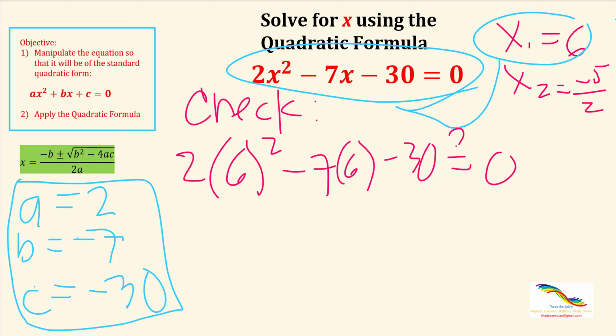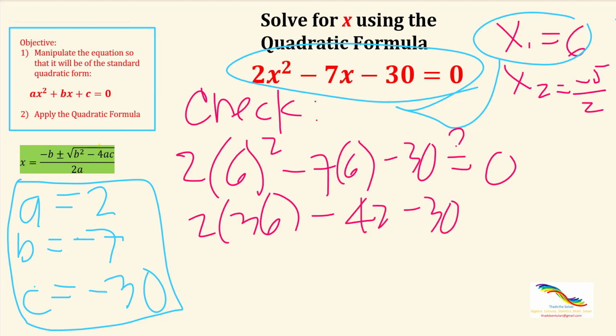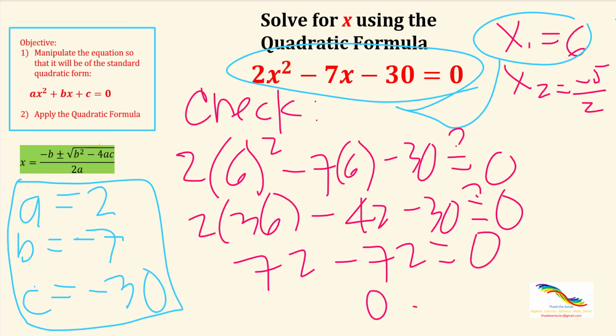So 6 times 6 is 36. So this is 2 times 36 minus 42 minus 30. Is that equal to 0? And this is 72 minus 72 equals 0. 0 equals 0. Check. That's it. We've done the check. So x equals 6 is a solution to the quadratic equation 2x squared minus 7x minus 30 equals 0.